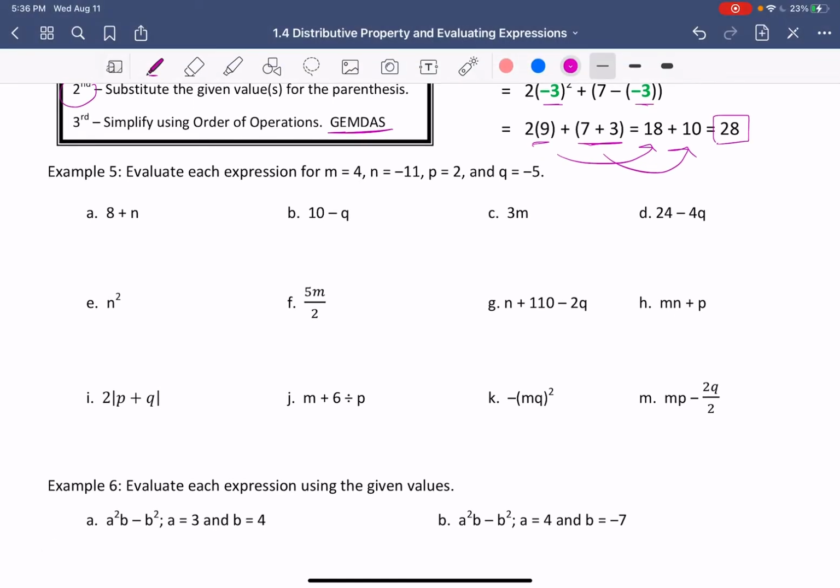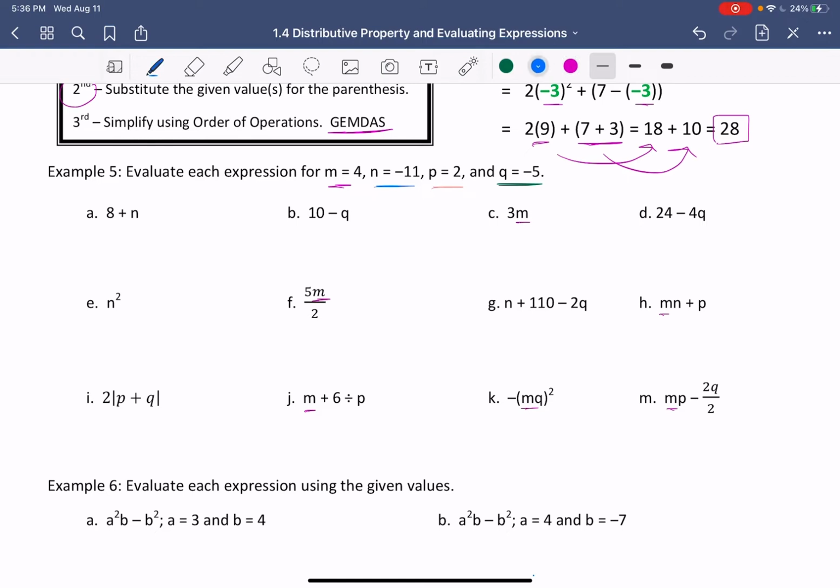Example 5: evaluate each expression for m equals 4, n equals negative 11, p equals 2, and q equals negative 5. Let's highlight in different colors. Anytime we see those numbers, let's circle it. So we have m in pink. I'm just looking for all of my m's so that I know where I'm plugging in 4 anytime I see that m.